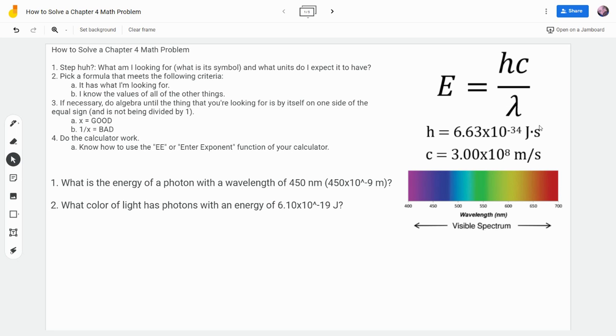And then step four, which is the thing that many of you might find challenging if you haven't taken a lot of science classes and learned to use scientific notation in the calculator, is you have to do the calculator work. So I'll spend some time doing that. In particular, you really want to know how to use the EE button, which is enter exponent, on your calculator. So I'll show you how to do that using a TI-84 because that's the calculator that the math department gives out. It's probably the one that you're most familiar with. It's not my favorite calculator, but it's a very common one.